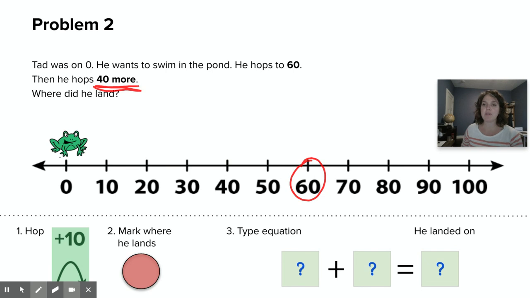You can use the number line you see on the screen, or you can solve it in your head, or some people might count by tens for 40 more.